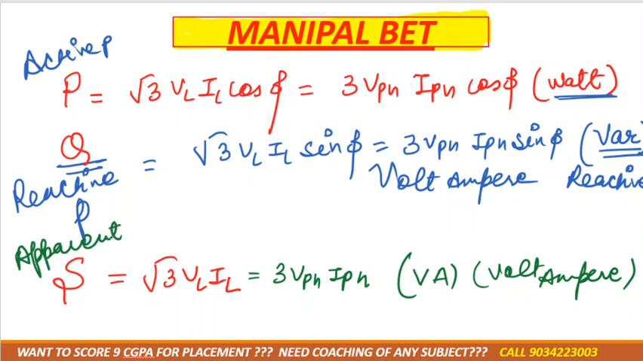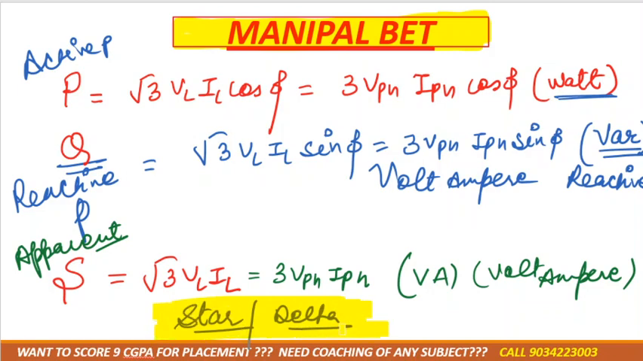Now some of the students got confused whether this power is for star or delta. So the answer is that this power is for star as well as for delta. We have the same formula for star and the same formula for delta. Power is the same for both cases.